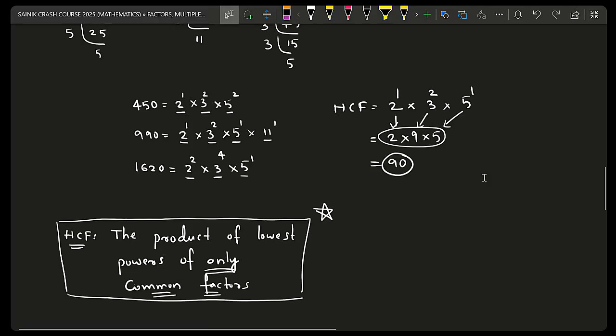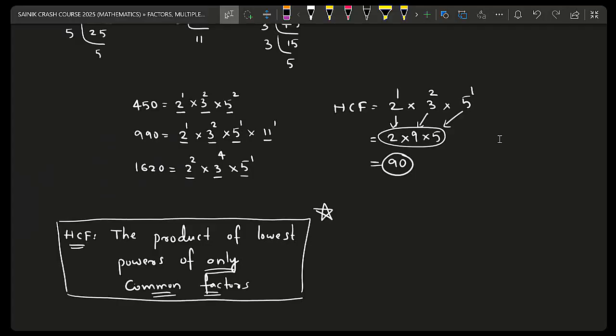Harshvardhan, any doubts? Yes, sir. Sir, the HCF of prime numbers is the product, isn't it? It is not the product. You should remember the statement: the product of the lowest powers of only the common factors.